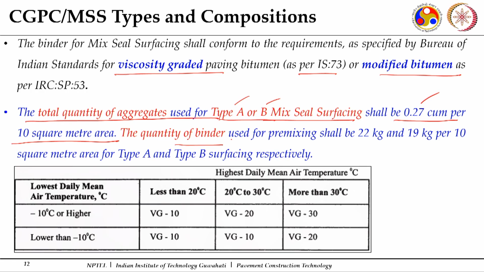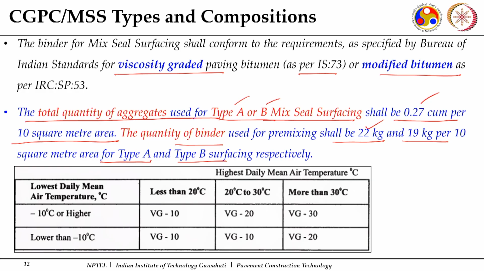And the quantity of binder required shall be 22 and 19 kg per 10 square meter area for type A and B surfacings respectively, because as we have seen, type A is a bit more finer compared to type B. You will have more surface area, fines are more, so you will require more binder to properly coat those aggregates.